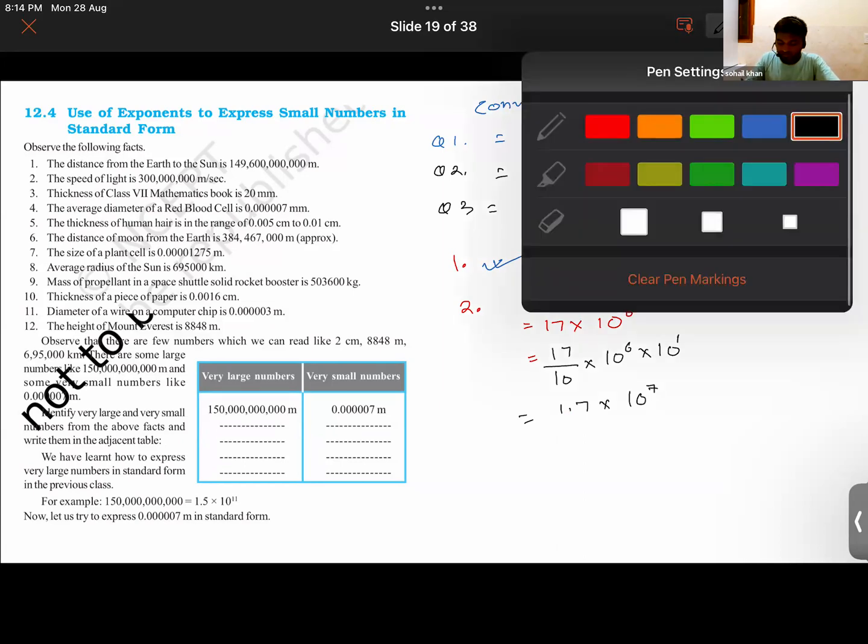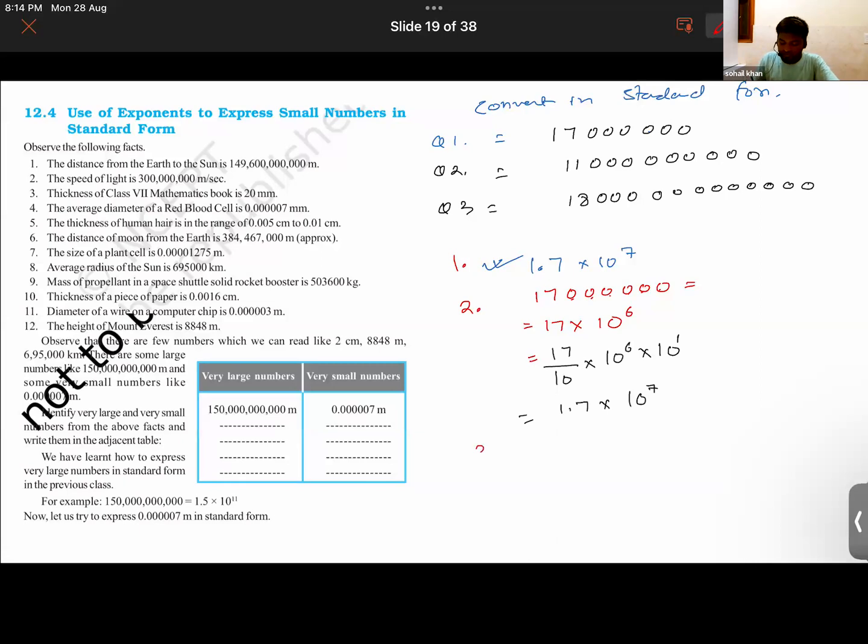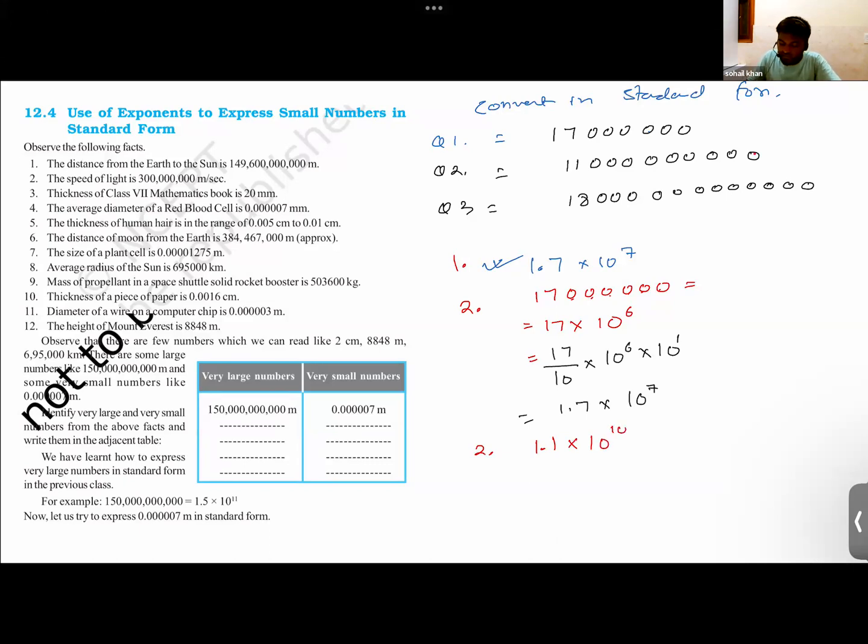So the second one is 1.1 multiplied by 10 raised to the power 10. Count the number of zeros here: 1, 2, 3, 4, 5, 6, 7, 8, 9, including this, it will be 10. The third one will be 1.8 multiplied by 10 raised to the power 13. 1, 2, 3, 4, 5, 6, 7, 8, 9, 10, 11, 12, 13. Good. That is how you are required to solve such questions.